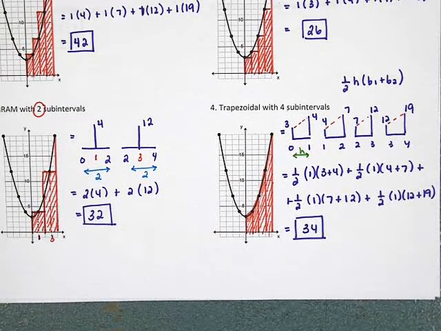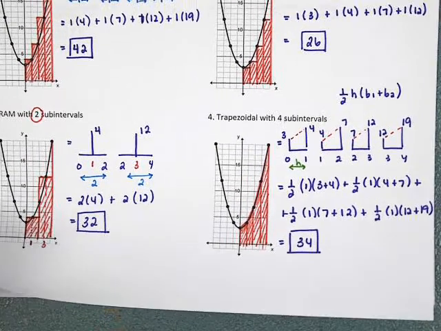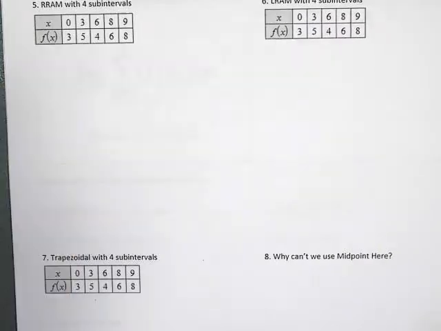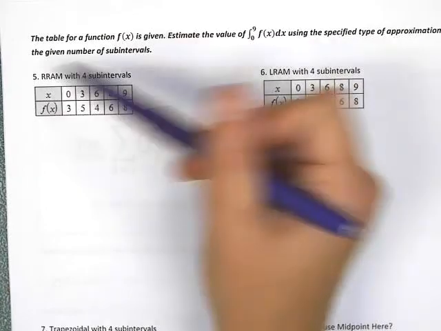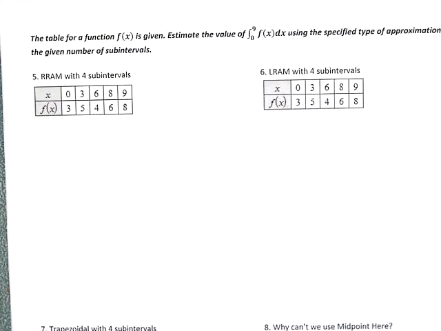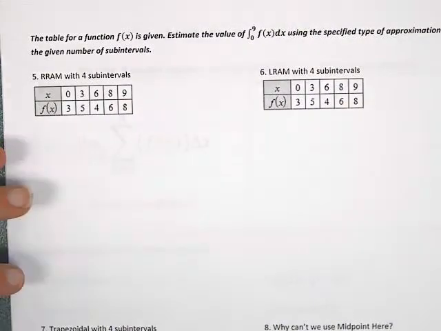All right, we're almost done. I know this is a bit of a long video. I appreciate you sticking with me here. The last thing we're going to look at is how do you use a table to get this information to estimate these integrals if you don't have a graph. So we're going to try to integrate from 0 to 9 using this table with the given number of subintervals and the specific type of method.